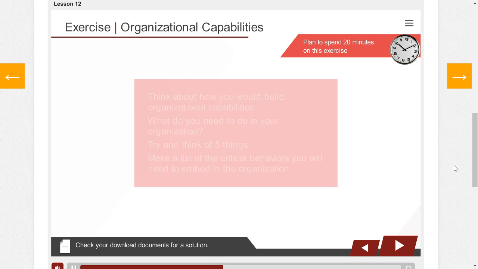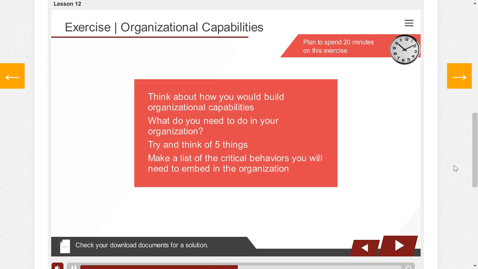Firstly, think about how you would build organizational capabilities. What do you need to do in your organization? For example, you might think about training. Try and think of 5 things you can do. Then, make a list of the critical behaviors you will need to embed in the organization. For example, good communication will be a critical behavior. Don't forget, our suggested solution is available to you.